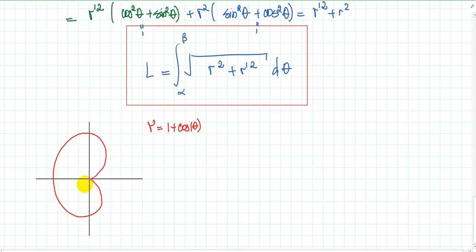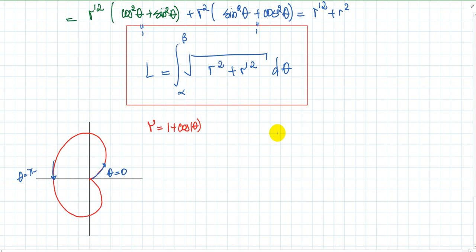Okay? Now, in order to find the arc length, I'm going to find it from here until here. So from theta equal to 0 until theta equal to pi. Then since it is symmetric, I can just multiply this by 2 in order to find the arc length of the whole cardioid. Okay? So let's apply this formula. Do you see in this formula I need to know what r is, and also I need to know what r prime is.